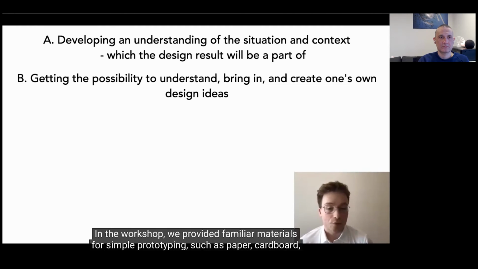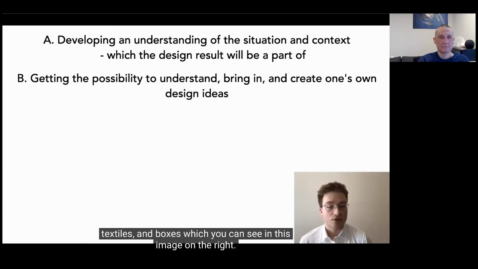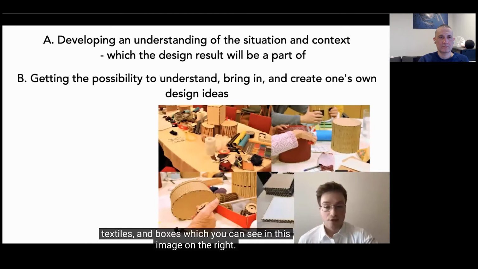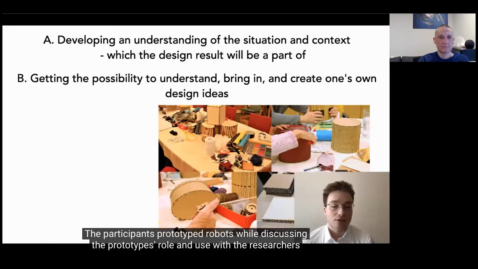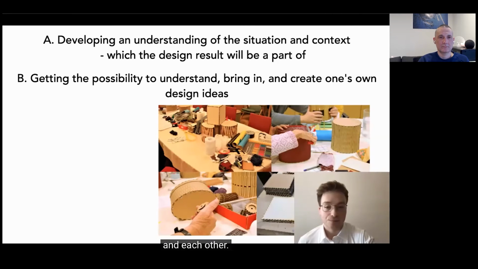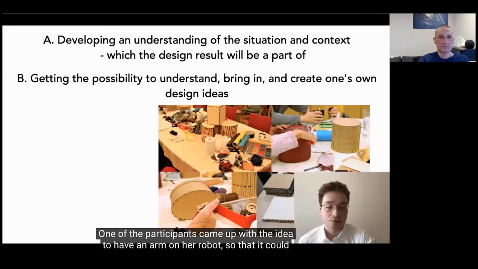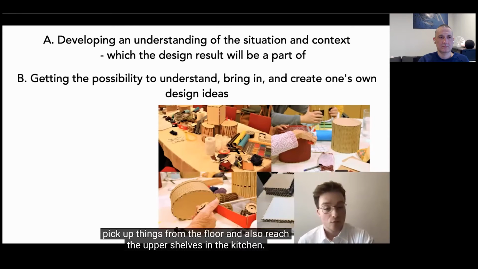In the workshop, we provided familiar materials for simple prototyping such as paper, cardboard, textiles, and boxes, which you can see in the image on the right. The participants prototyped robots while discussing the prototype's role and use with researchers and each other. One of the participants came up with the idea to have an arm on a robot so that it could pick up things from the floor and also reach the upper shelves in the kitchen.